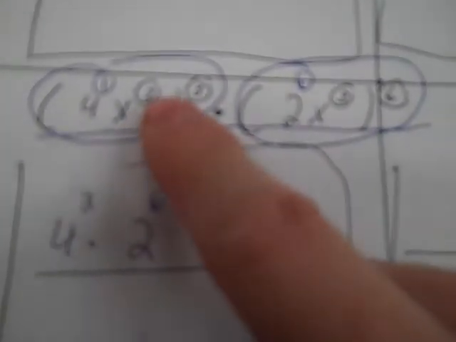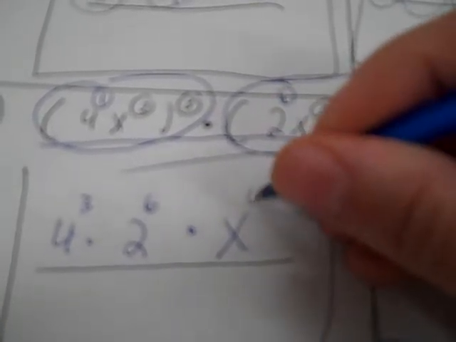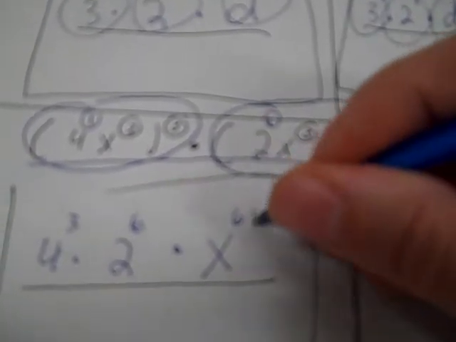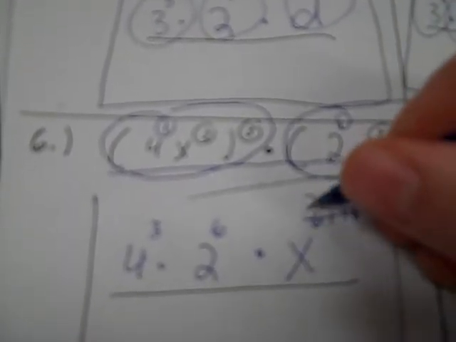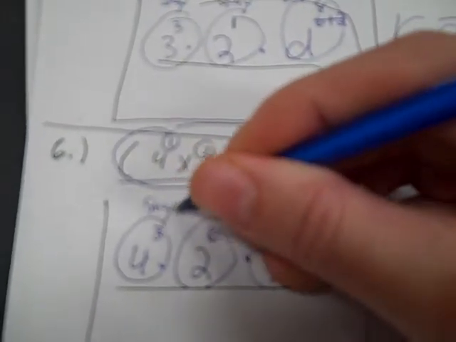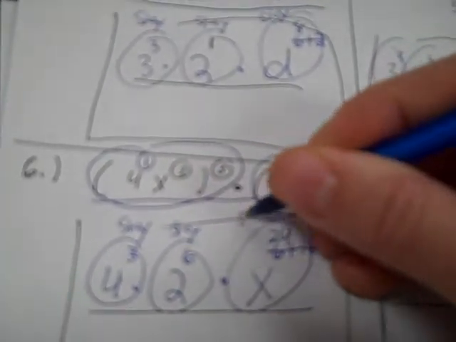So X here, 2 by 3 is 6. And then the other X is on top, so that's addition. 3 times 6 is 18. And 6 plus 18 is 24. So I have 4 to the 3rd, 2 to the 6th, and X to the 24th. Okay, those are all positive, so those all stay on top.